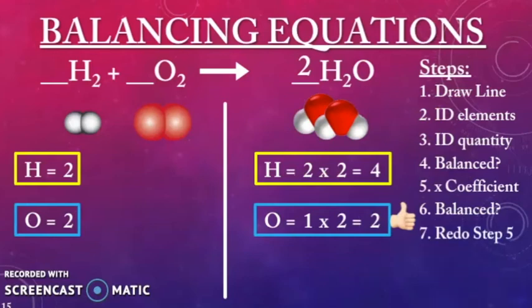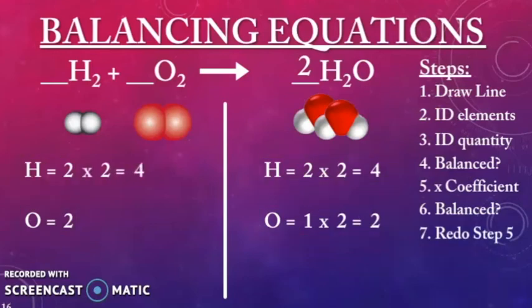We have to go back to step number 5. All right, so we're now going to do the same thing. I have 4 hydrogens on the product side and only 2 on the reaction side, so I'm going to multiply that by 2. Put a 2 there, put a 2 here. Now, that 2 does not belong to the oxygen, it only belongs to the hydrogen. So we then add another pair of hydrogen atoms.